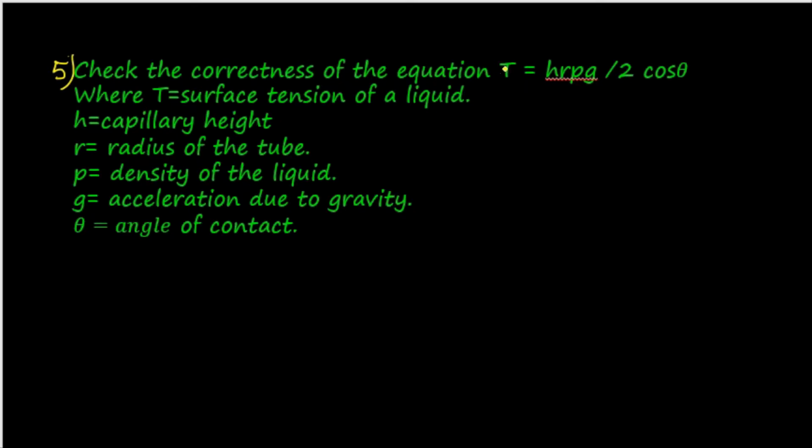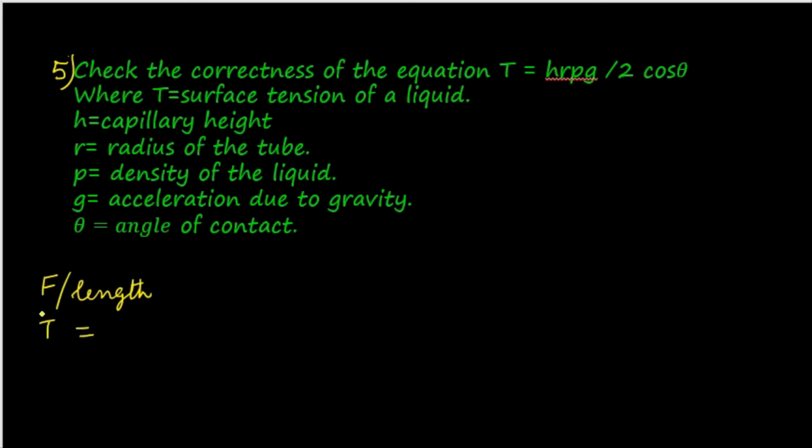We will write the dimension of surface tension T on the left hand side and the dimensions of the other quantities H, R, P, G on the right hand side and see whether the dimensions tally. That is, if only they tally, we can say that they are dimensionally correct. You already know surface tension. It is the force which helps to keep the surface of a liquid stretched. Surface tension is nothing but force divided by length, equal to L. That is force per unit length.